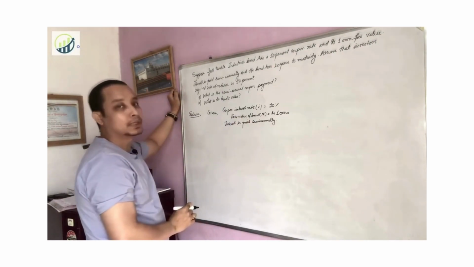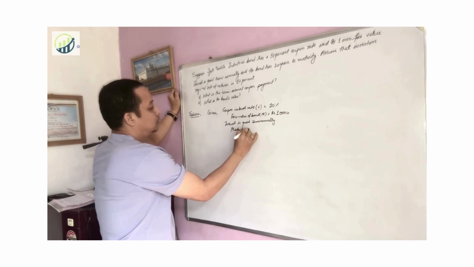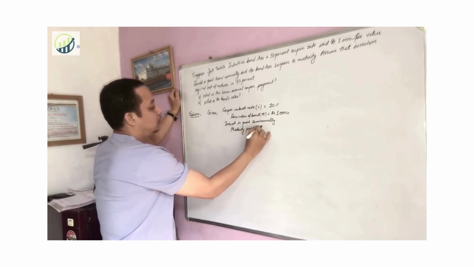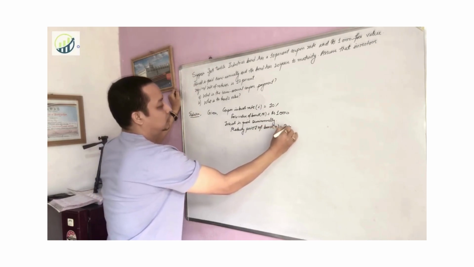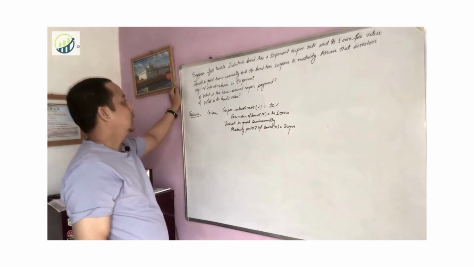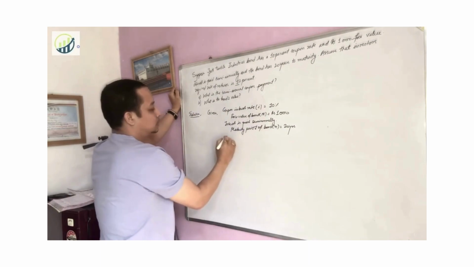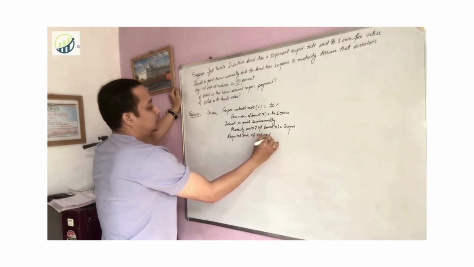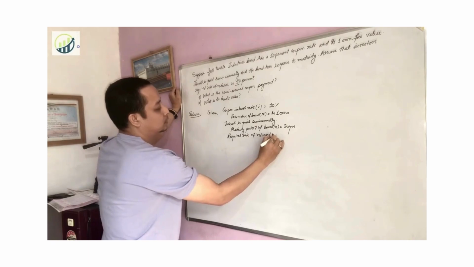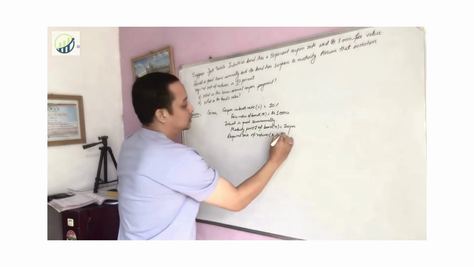And the bond has a maturity period of 20 years. And assume that the required rate of return is 12%. Required rate of return is your cost of debt, KD, or you can say KD is the required rate of return. So that is your 12%.